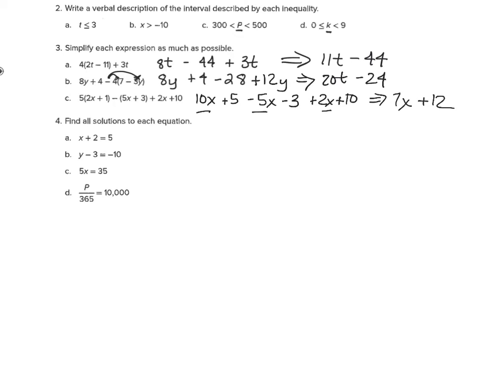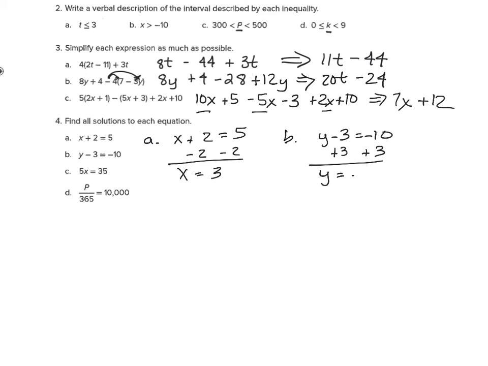Then they're asking us to find all solutions to each equation. On A, what are they doing to x? They are adding 2. So to undo that, we will subtract 2 from both sides. x is 3. B, we have y minus 3 equals -10. What are they doing to y? They're subtracting 3. So to undo subtraction, we add. So we're going to add 3 to both sides. So we have y equals -7.